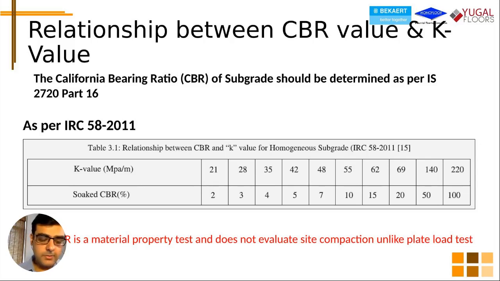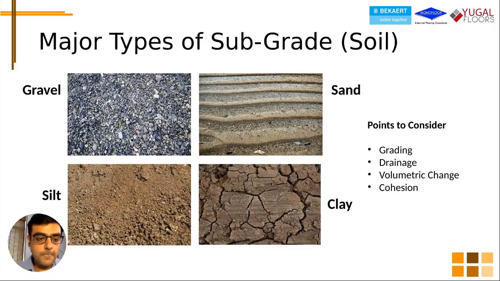Okay, so a lot of us are familiar with CBR. So the ICI TC09 code that Mr. Maganti talked about earlier actually gives you a table. So if for some reason you're not able to do a plate load test, you can do a CBR and try to get an equivalent K value. This is actually best avoided. You should do a plate load test because CBR is a material property. It does not evaluate the site compaction, which is very important. But the plate load test does evaluate site compaction because that test is done on site after the compaction has been done.